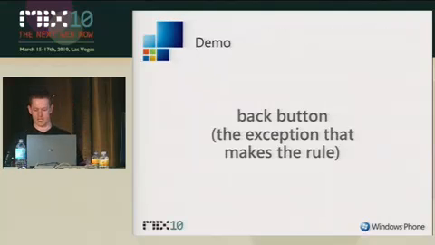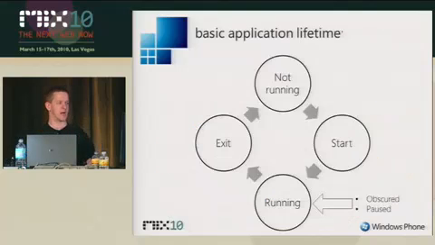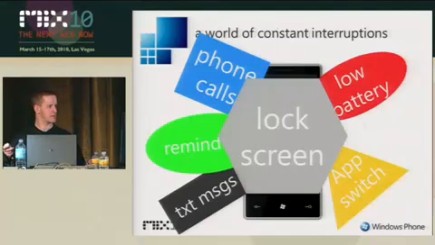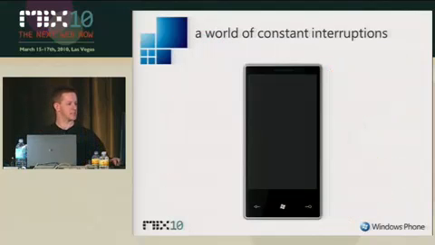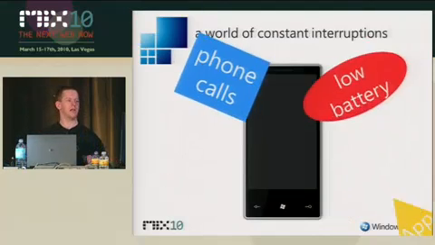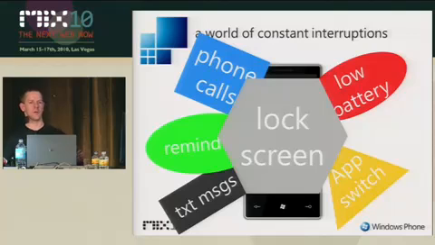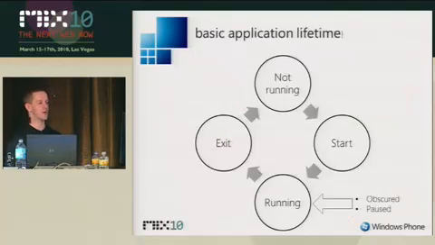You have things like, there's supposed to be a build here. OK, you have things like phone calls coming in and text messages coming in and the lock screen coming in. And all these things affect the way that your application runs. And you don't need to deal with these things on a normal web application. So how do we deal with them on the phone?